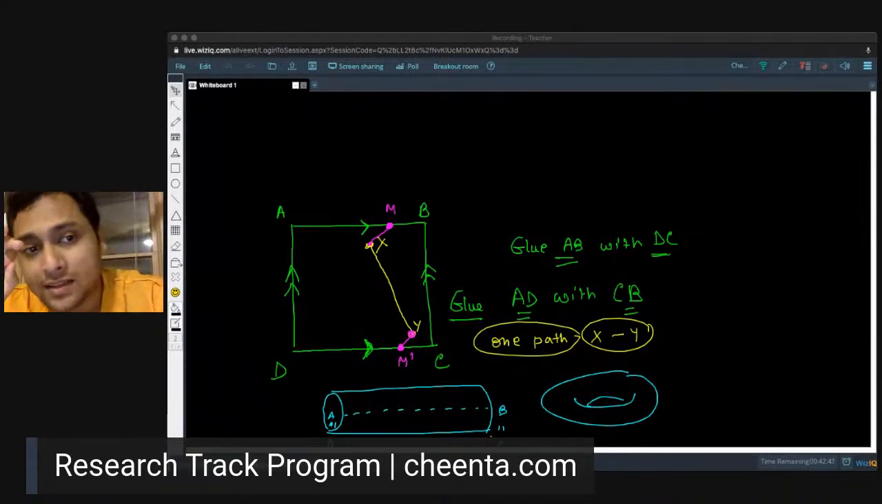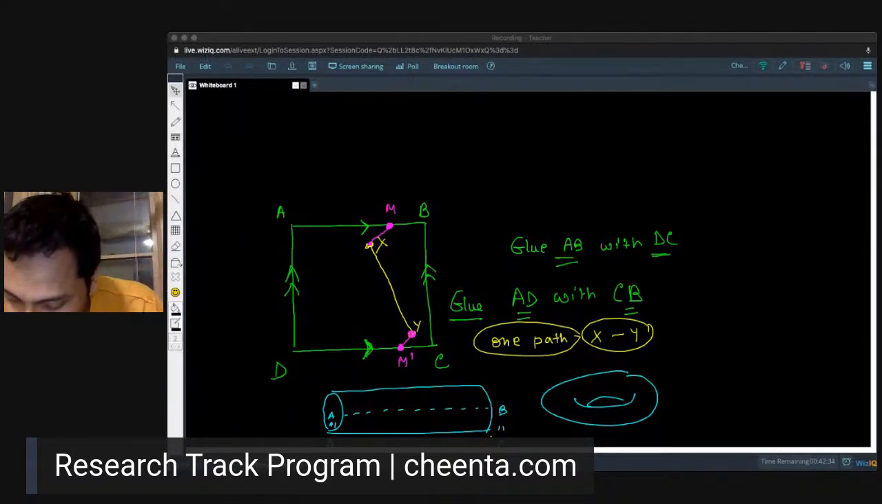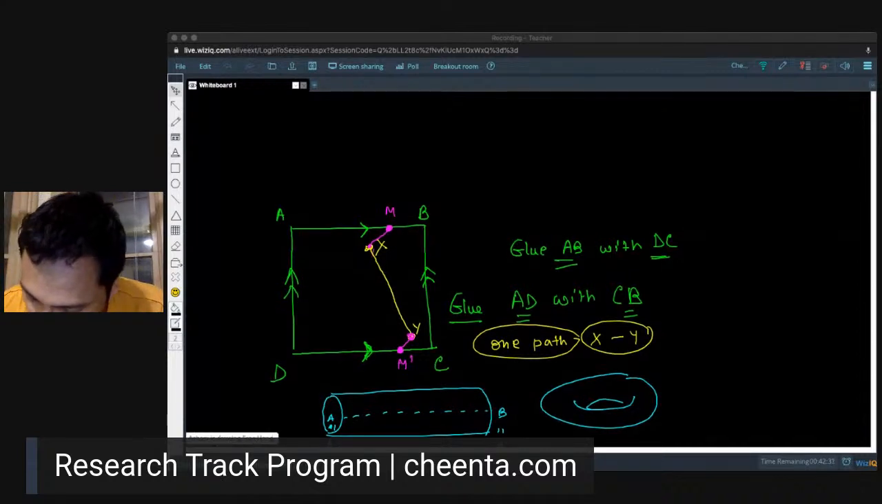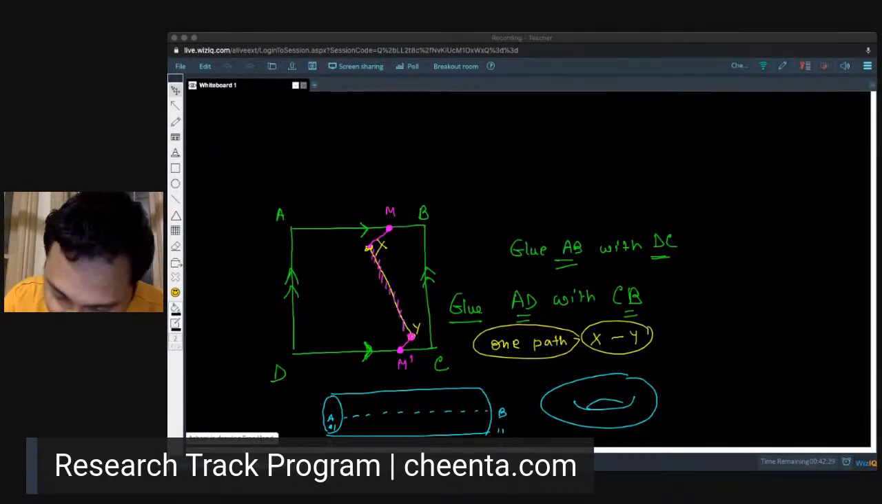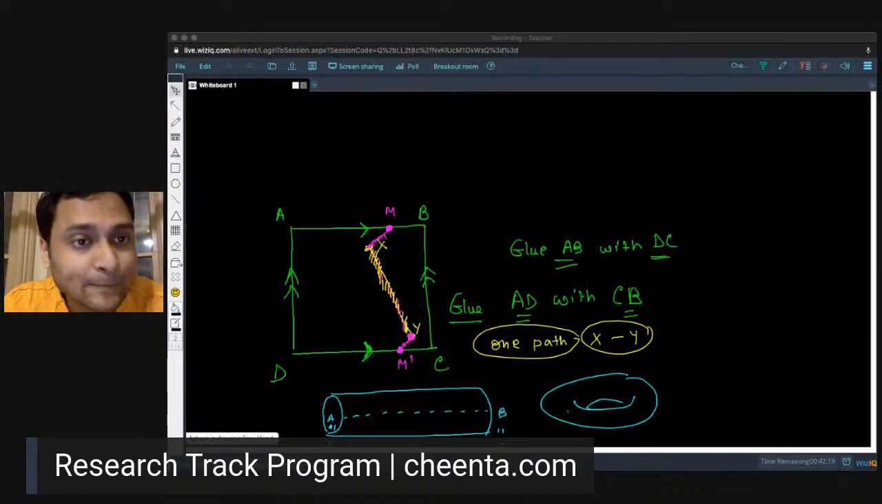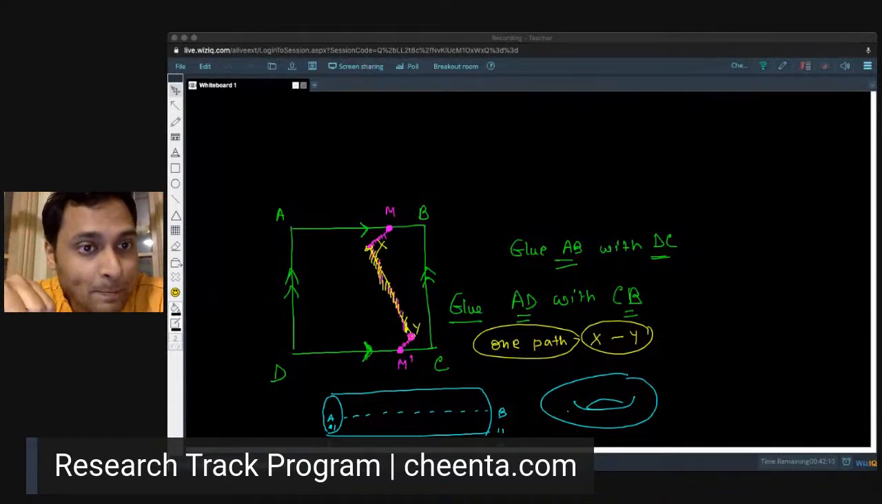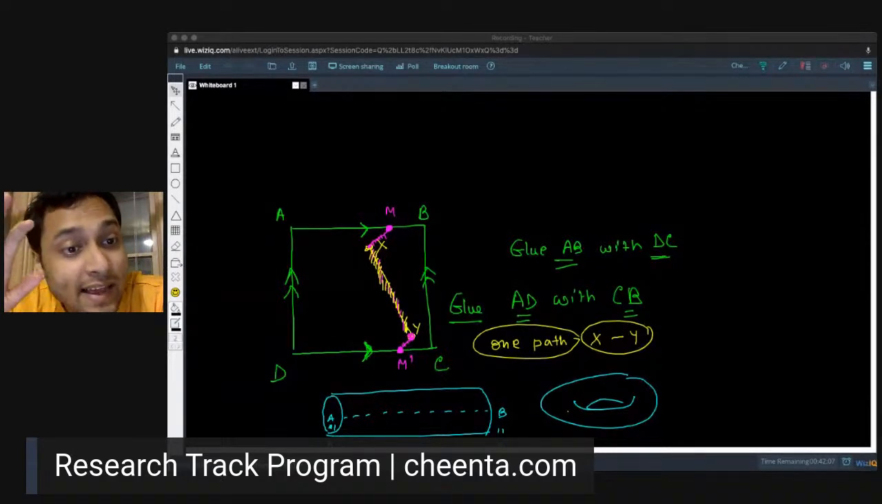So on the torus, due to the gluing, there is actually a shorter path than the segment XY. The pink path right here is shorter than the XY direct segment, the yellow path, right? So the question is, how do we measure the shortest distance between X and Y?